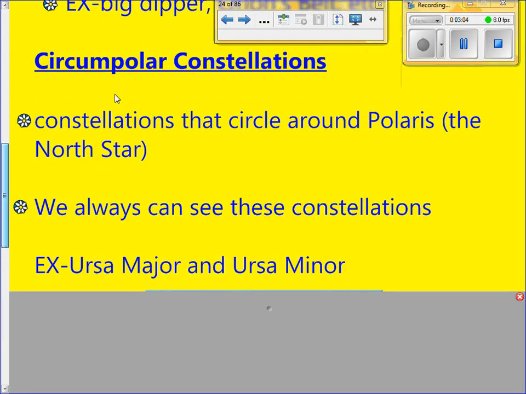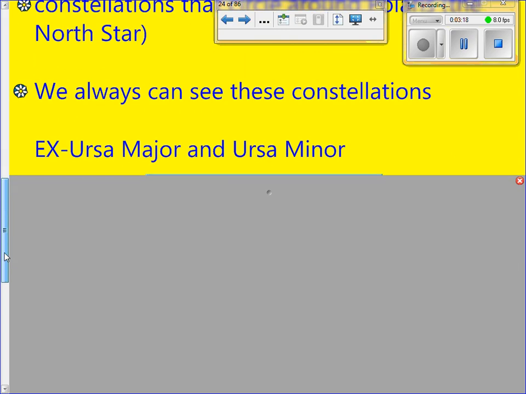So the main point I want you to remember from circumpolar constellations is that we can always see them because we can always see the North Star. And these are constellations that circle around the North Star, even though their placement in the sky may change from month to month.